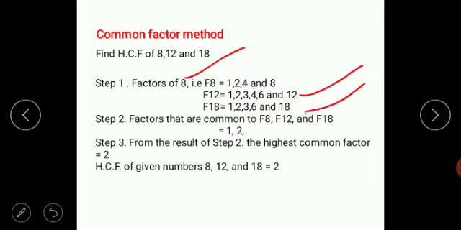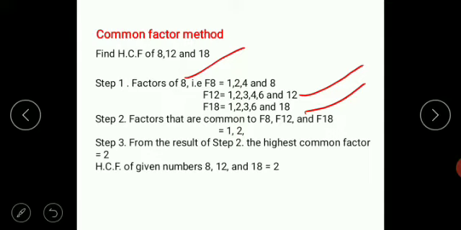First we will see which are the factors of 8. Which numbers divide 8 completely? 1, 2, 4 and 8. Okay, these are the factors of 8. Then next, which are the factors of 12? 1, 2, 3, 4, 6 and 12. And which are the factors of 18? 1, 2, 3, 6 and 18. This is the first step. In the common factor method, first you have to find out the factors of the given numbers. Now we have found the factors.